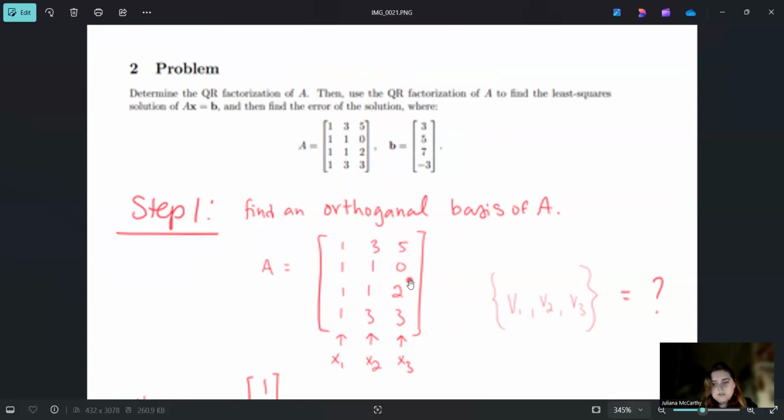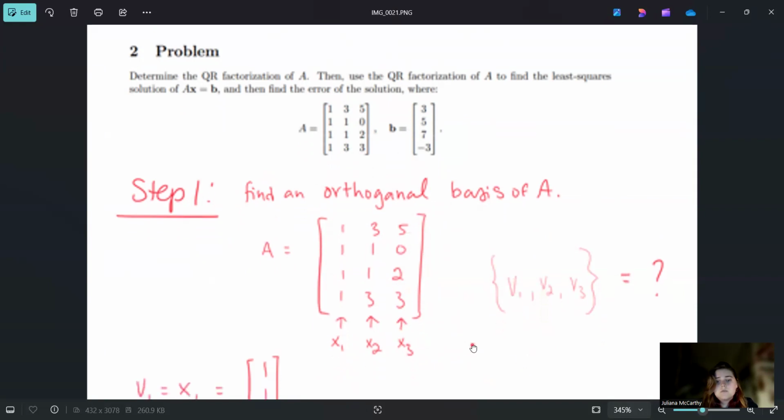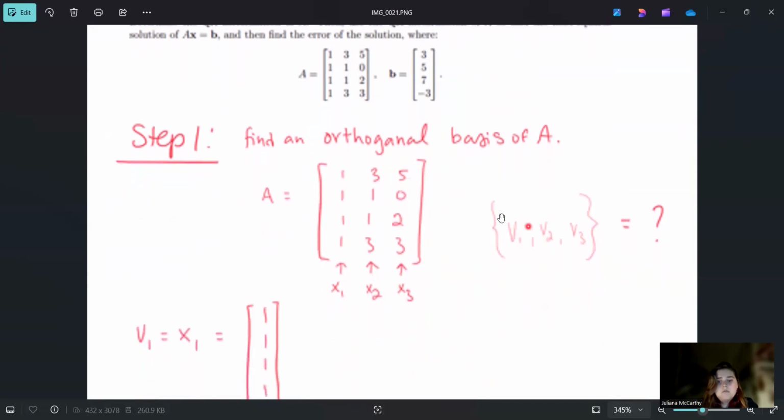So first, to start off in finding Q, we need to find an orthogonal basis of A. That's our first step. So to find an orthogonal basis, we're going to call this x sub 1, this x sub 2, and this x sub 3. We want to find v sub 1, v sub 2, v sub 3. This will be our orthogonal basis. Start off by finding v sub 1.